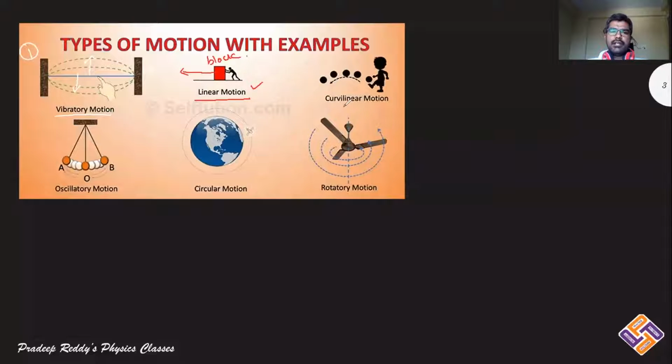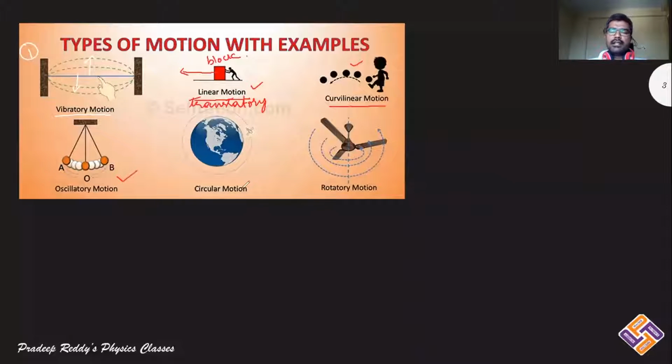That is linear motion. Next, curvilinear motion. Linear motion is also called translatory motion. Don't get confused with that. Curvilinear motion is like you are kicking a football or throwing a volleyball. The ball will be moving in the form of a curved path. Such type of motion is curvilinear.